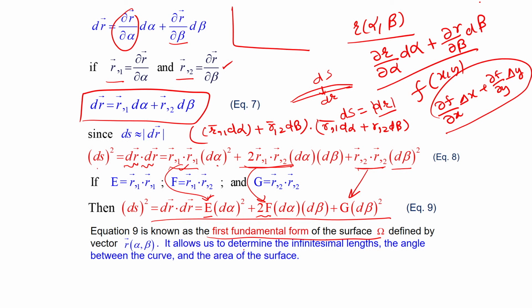It allows us to determine the small change in the length, and angle between the curves, and area of the surfaces, which is the very first equation of the surfaces. Basically, what does it tell? Let us say this is a doubly curved surface and this is d alpha. We have moved a very small amount, and what is this change in arc ds square? Find it out in terms of r comma 1, which is nothing but a tangent vector. So, ds square is E d alpha square plus 2F d alpha d beta plus G times d beta square.